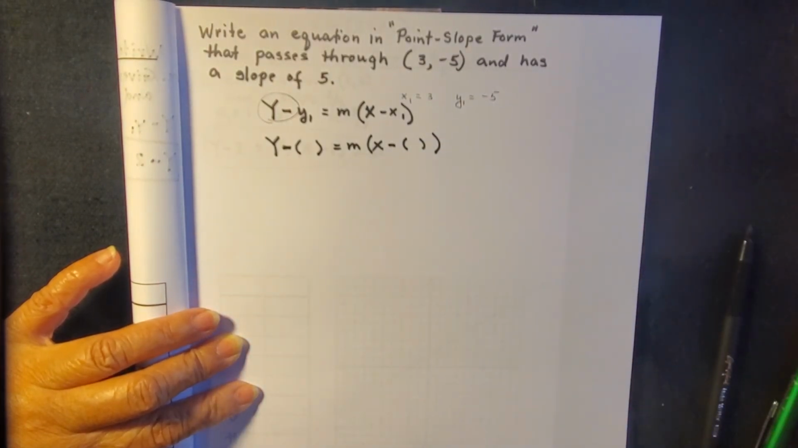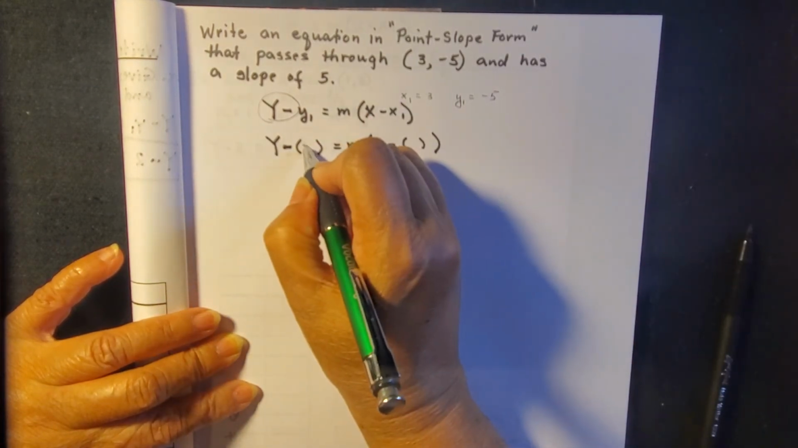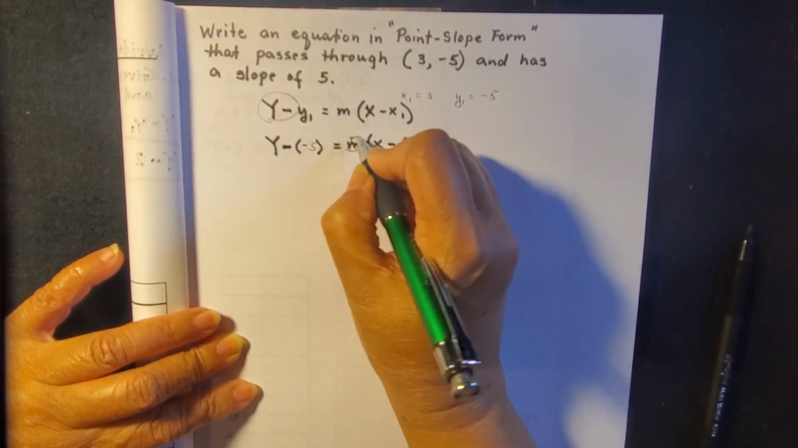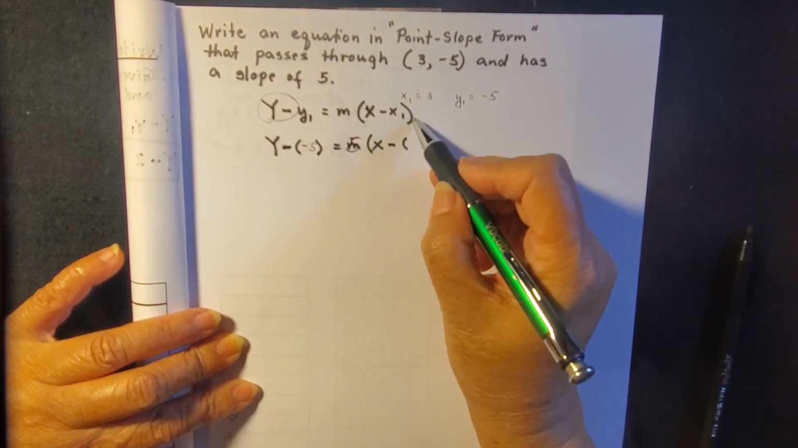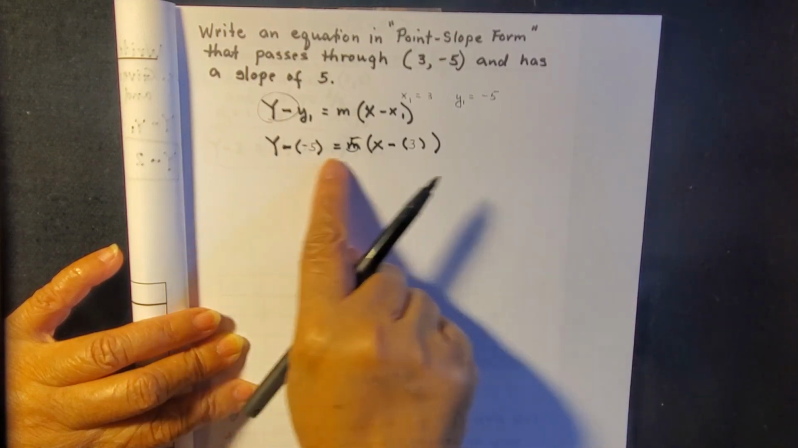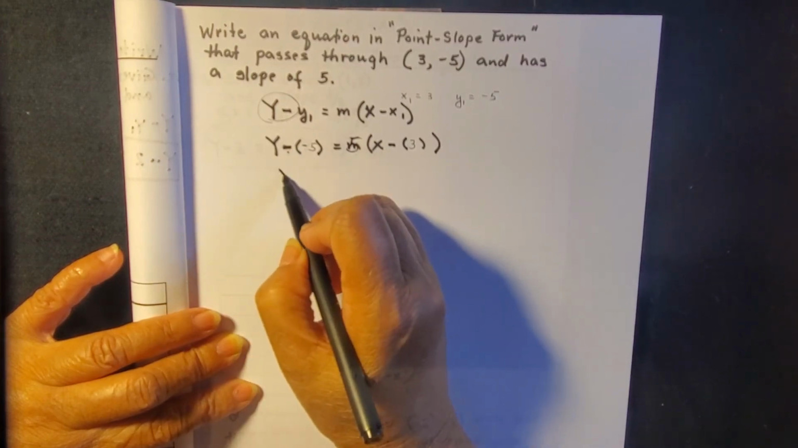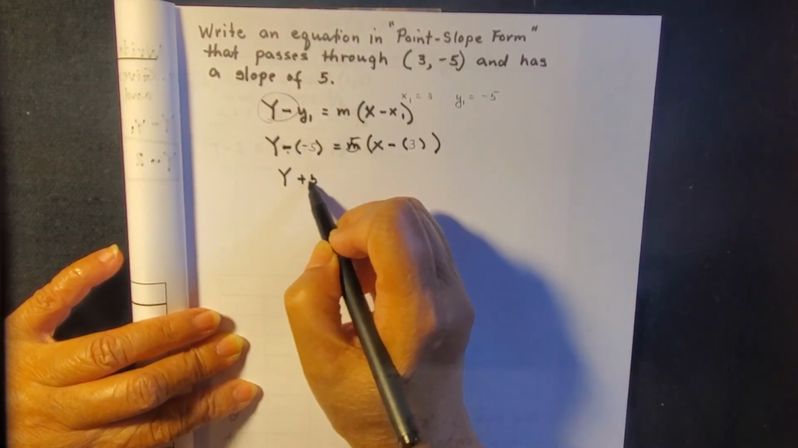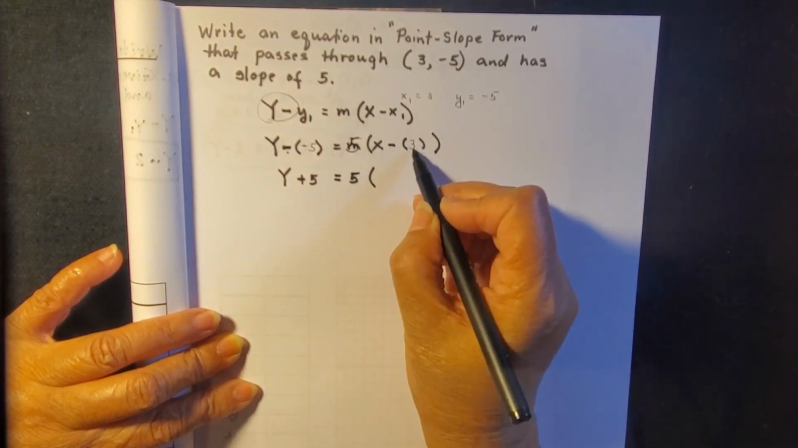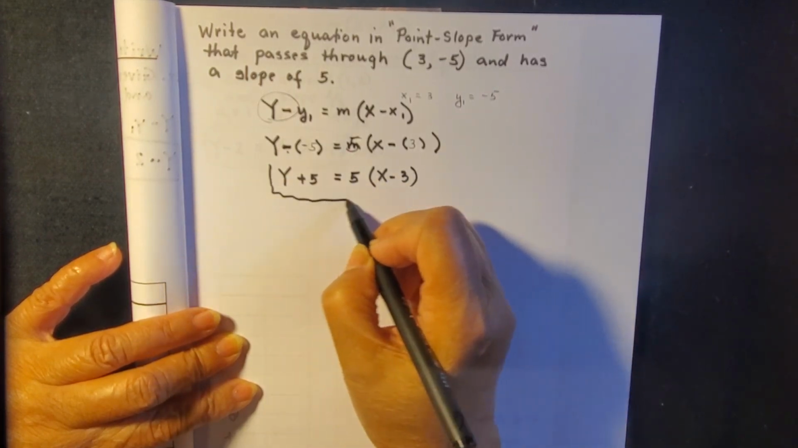So now I will plug in y1, which is negative 5. M is 5. And then x1 is 3. Okay. I will clear these parentheses. When I have minus negative 5, it turns to be positive. And then minus positive 3, that will be x minus 3. This is your final answer.